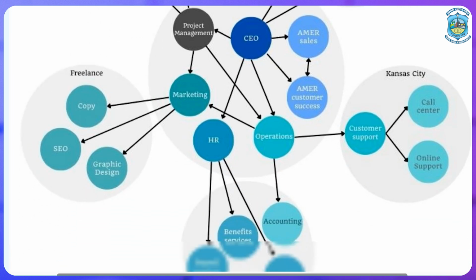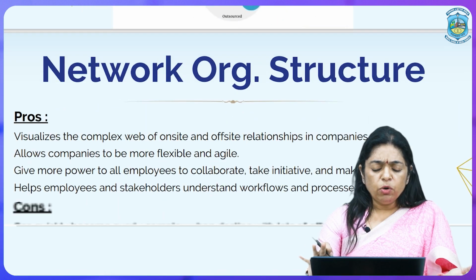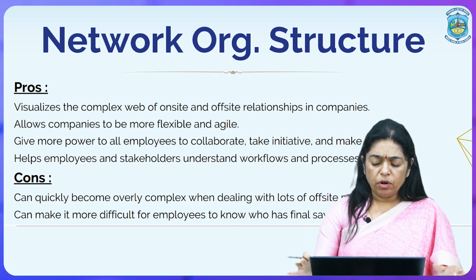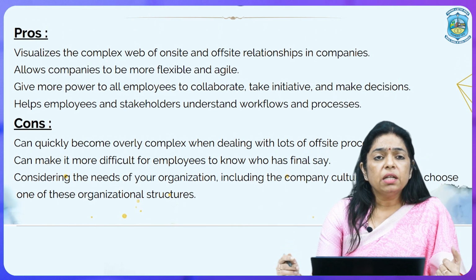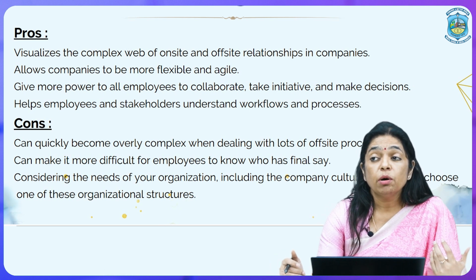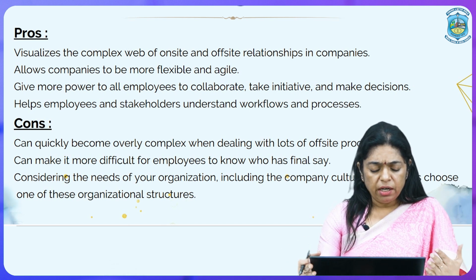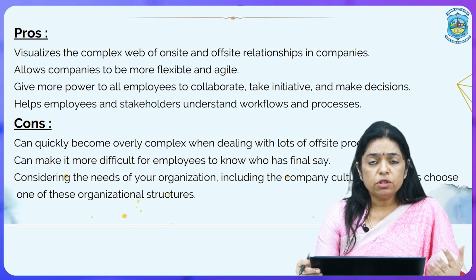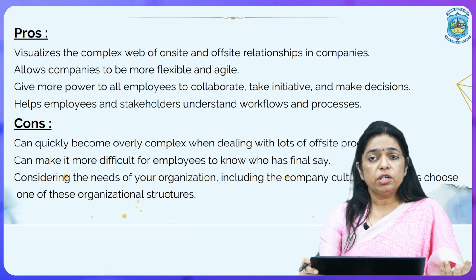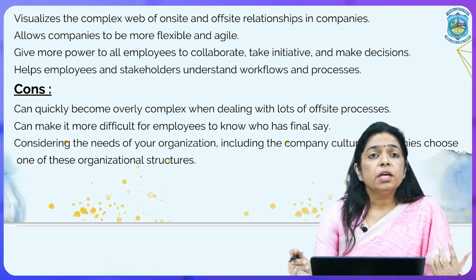So, this creates a network-like structure, but still the entire company is working together to deal with all these external stakeholders. When we look at the merits and demerits of the network organization structure, it visualizes the complex web of on-site and off-site relationships in companies. Basically, it deals more with outside stakeholders, and it allows companies to be more flexible and agile. It gives more power to all the employees to collaborate with outside people, take initiative, make decisions. It helps employees and stakeholders to understand the workflows and processes.